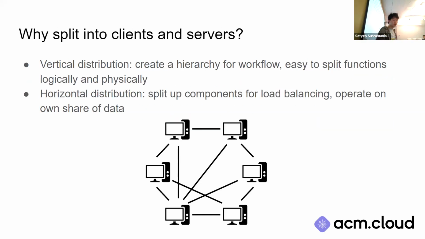All right. And so, why do you want to split tasks between the client and the server? Well, one reason is vertical distribution. We have a hierarchy of our workflow that makes it much easier to split our functionality between the various layers of our architecture. In addition, horizontal distribution means that we can split our workload among multiple servers, creating some parallelism to operate on the input data.